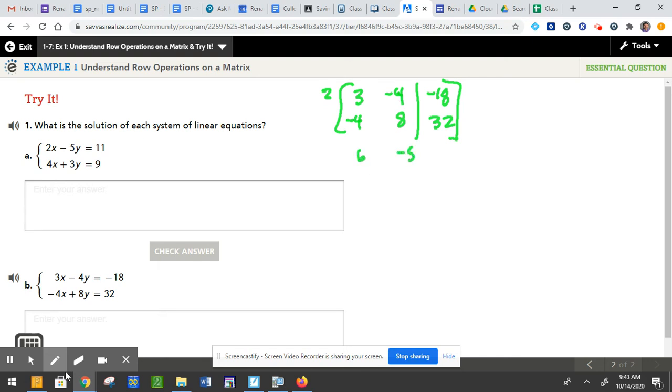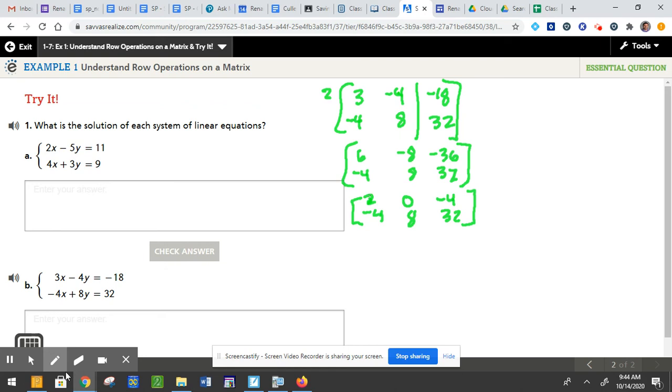So I've got 6, -8, -36. And then that's still -4, 8, 32. I didn't have to touch the second row. All right, now my new first row is going to be adding these two rows together. So 6 plus -4 is 2. -8 plus 8 is 0. -36 plus 32 is -4. I'm not reverting back because I didn't actually touch that. So -4, 8, and then 32.